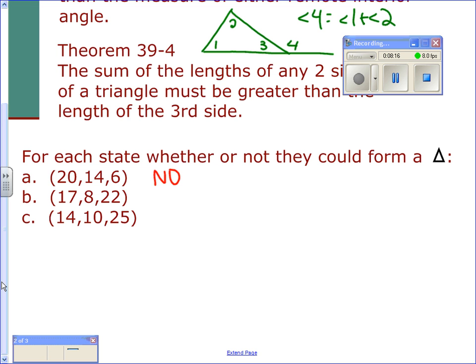On this one, what would I do? 17 and 8, is that greater than 22? Yes. You see how that works? For part C, which two would you pick? 14 plus 10, is that greater than 25? Does that make sense? You always want to pick the smaller two sides to see if they are greater than the longest side. Because if you just pick two random sides and say, is it greater than the third one? It might be true, it might not be true. The best way to figure out if it's a triangle, pick the smaller two. Is it greater than the largest? Y'all see how that works?